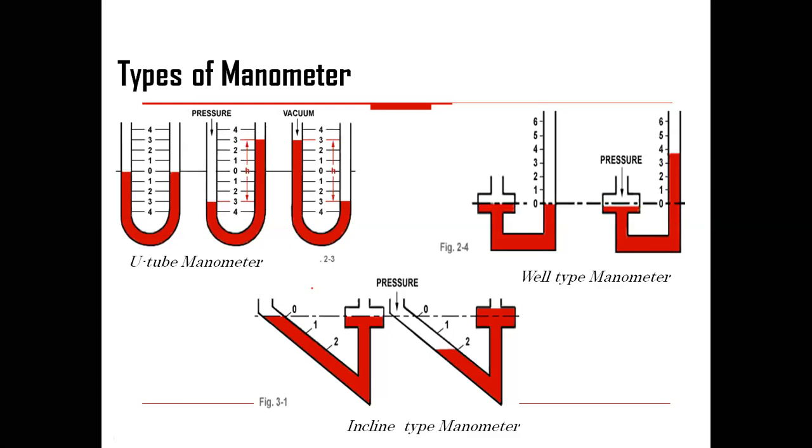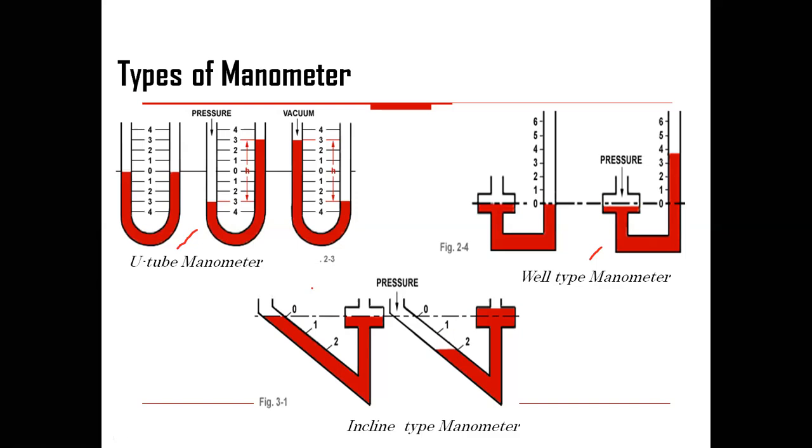So we will see one by one type of manometer. So there are three different types of manometer. One is your U-tube manometer, and this particular part is the U-tube manometer. Second one is the well type. Well means in Marathi we say Vihir.